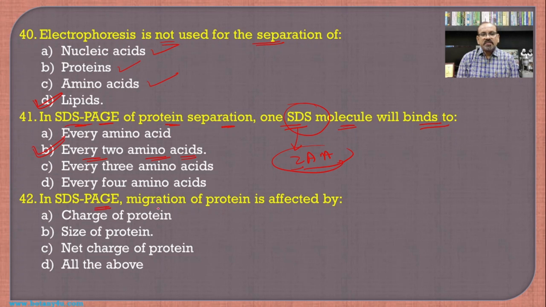In SDS PAGE, the migration of protein is affected by, so if we see the migration of the protein, that will be affected by the size of the protein, because this size of the protein is responsible for the molecular weight of the protein in the electrophoresis.